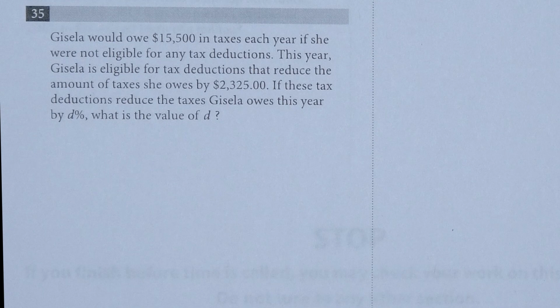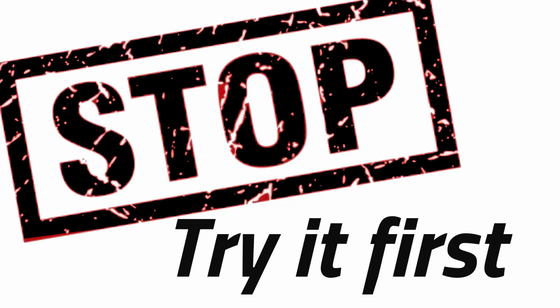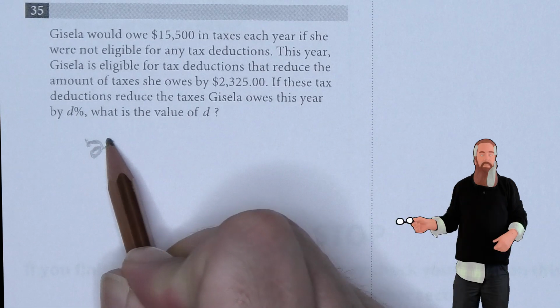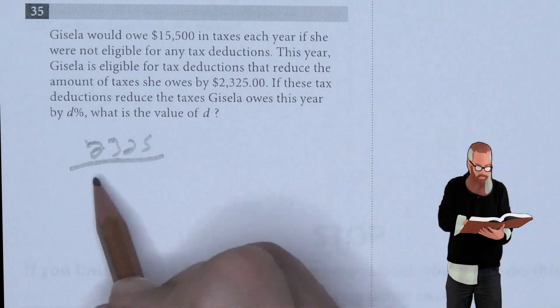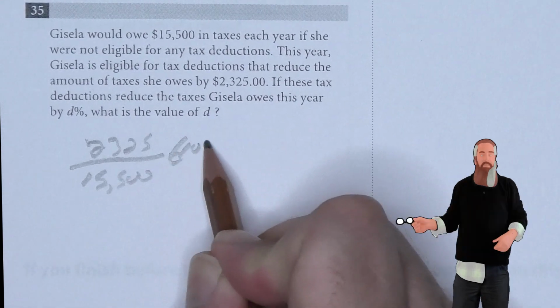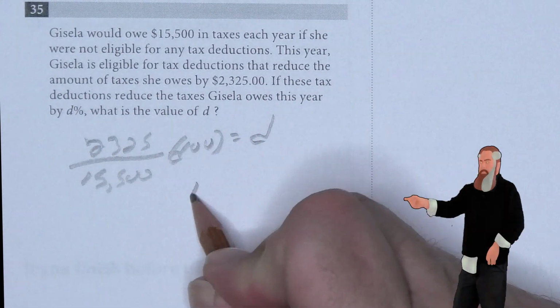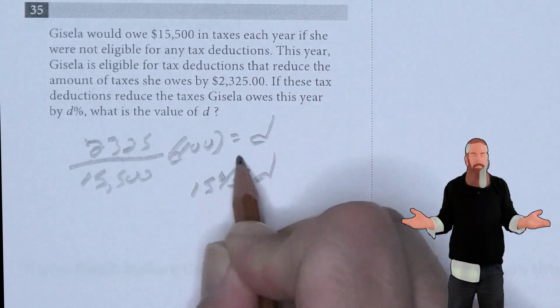Gisela would owe $15,500 in taxes each year if she were not eligible for any tax deductions. This year, Gisela is eligible for tax deductions that reduced the amount of taxes she owes by $2,325. If these tax deductions reduce taxes Gisela owes this year by D%, what is the value of D? So we're looking at 2325 divided by 15,500 times 100 to get a percent as an answer, and that's going to equal D. This means we're looking at 15% is D.